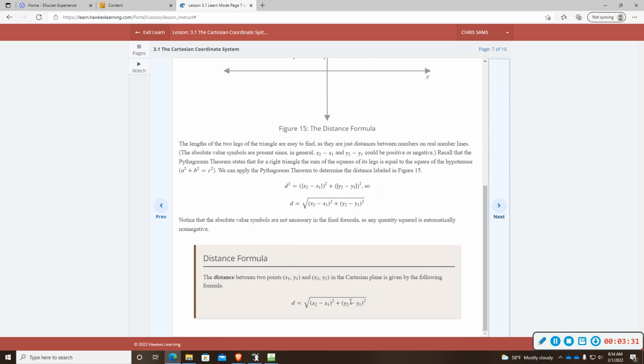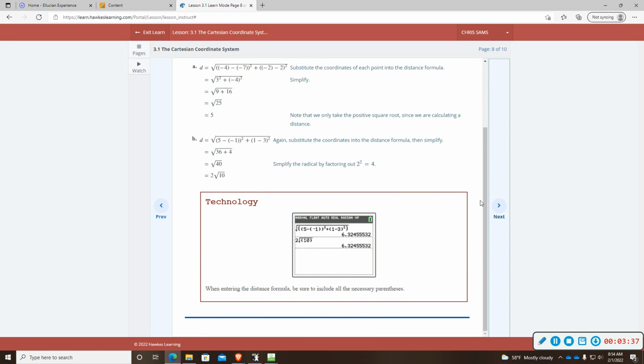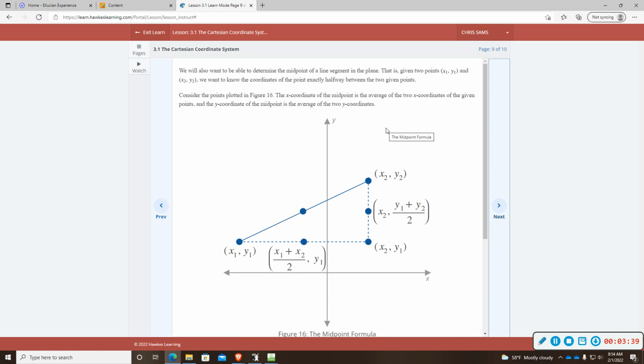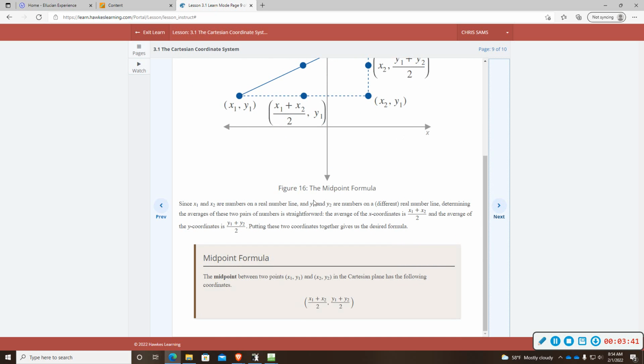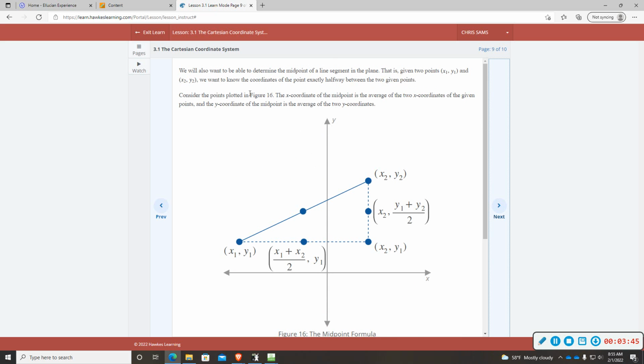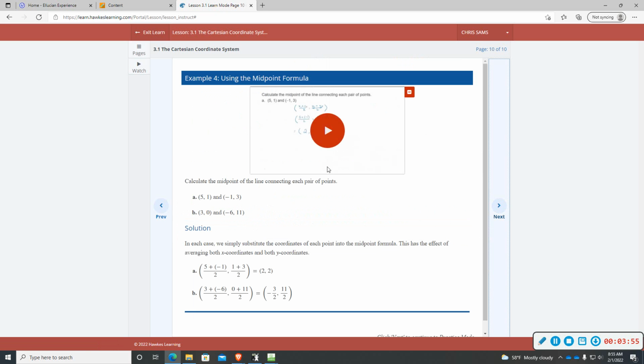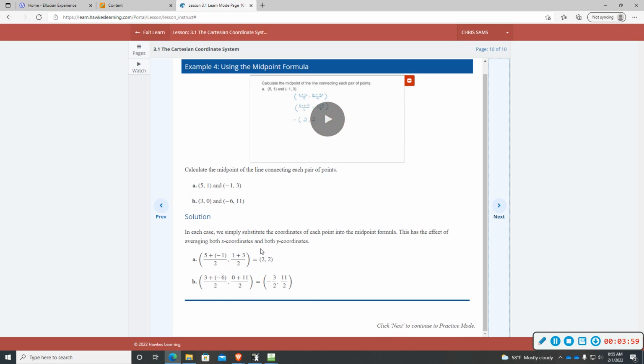And then here it is again, with explanation, and some examples here in Hawkes. Then we have the midpoint, so sometimes we want to find the middle of the line. We use the midpoint formula: you add the two x's and divide by 2, add the two y coordinates and divide by 2, and that gives the midpoint. And then I think they finally end with a few examples and videos of this.